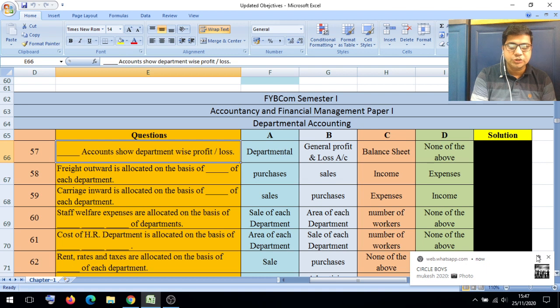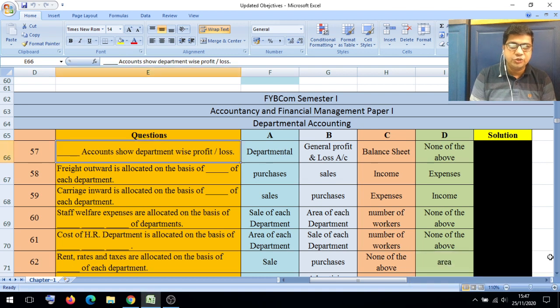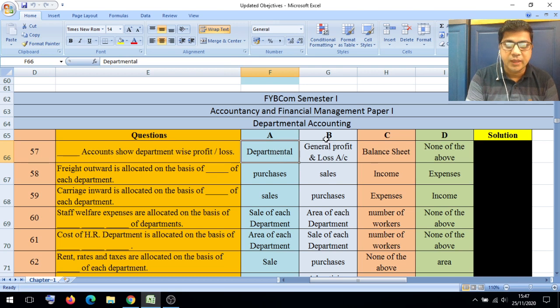Now the first objective: dash accounts show department wise profit or loss. Answer A, departmental. Answer B, general profit and loss account. Answer C, balance sheet. Answer D, none of the above. So here our most appropriate answer is departmental accounts, which show the department wise profit or loss that we have studied.